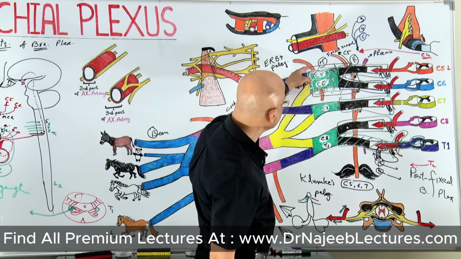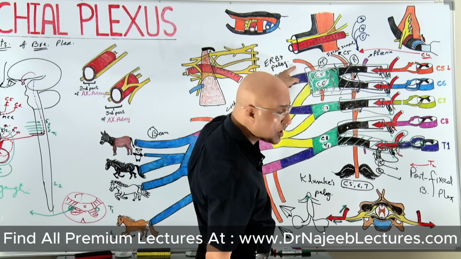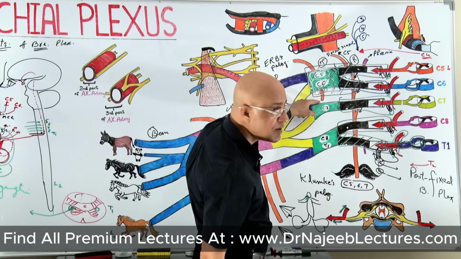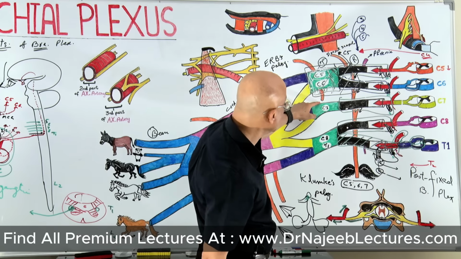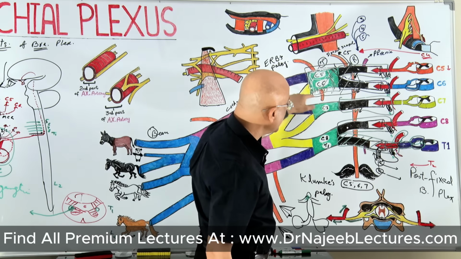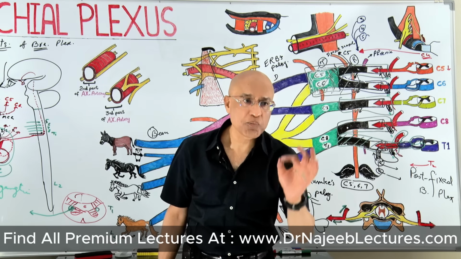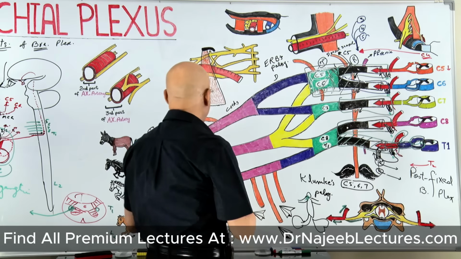And what is this nerve going? I will teach you in the next lecture. This is the suprascapular nerve, and what is this? Nerve to subclavius. These are damaged, and this anatomical location is called Erb's point. What is it called? Erb's point.